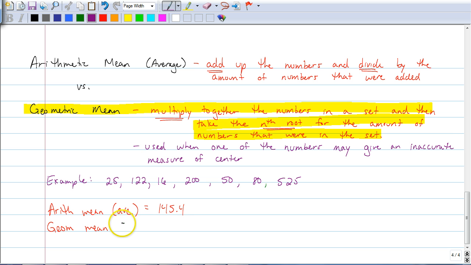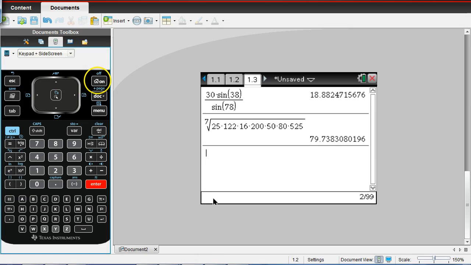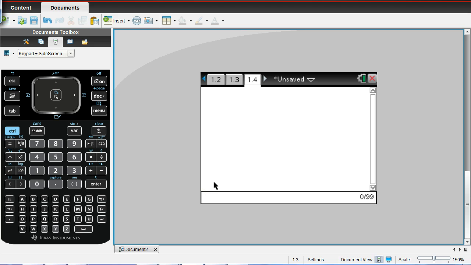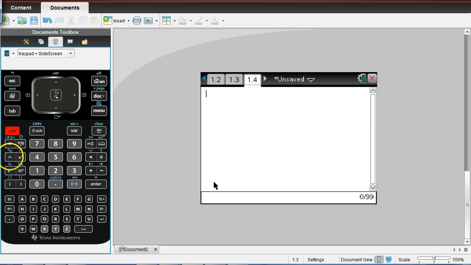So to do that, there's 7 numbers, so we're going to take the 7th root of 25 times 122 times 16 times 200 times 50 times 80 times 525. So why don't you get out your calculator, and I'll show you how to do this on your calculator. So we're going to go to a calculator screen. What you're going to do is look for your nth root button, which is over here above the caret button.